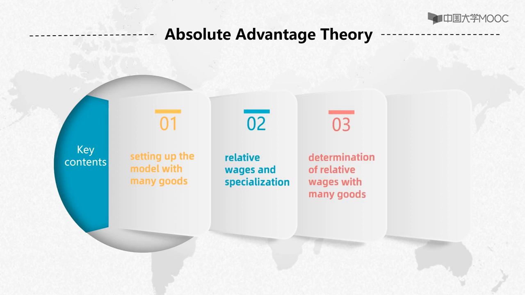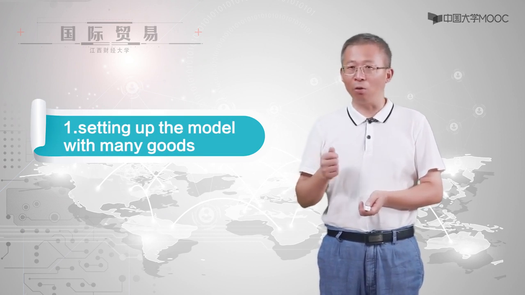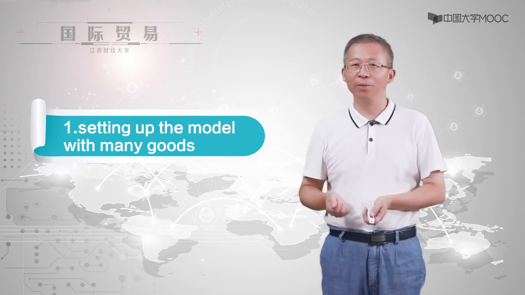Second, relative wages and specialization. Third, determination of relative wages with many goods. Fourth, comments on comparative advantage theory. Next, we will discuss these issues one by one. First, setting up the model with many goods.